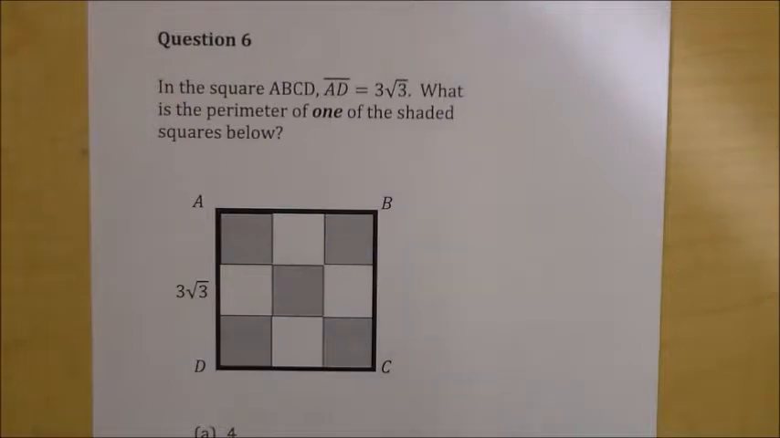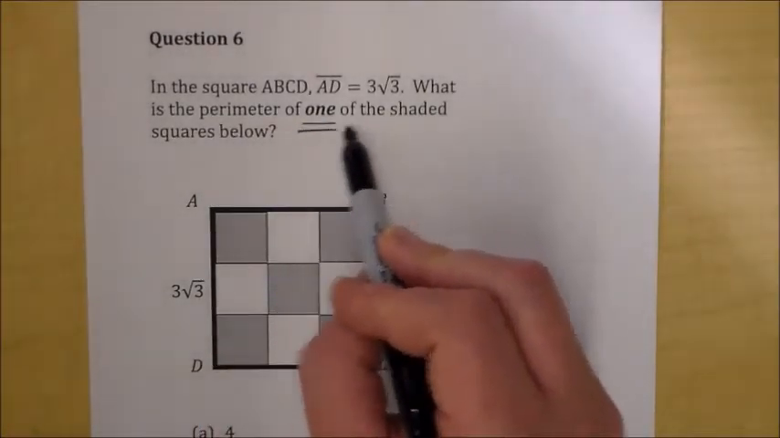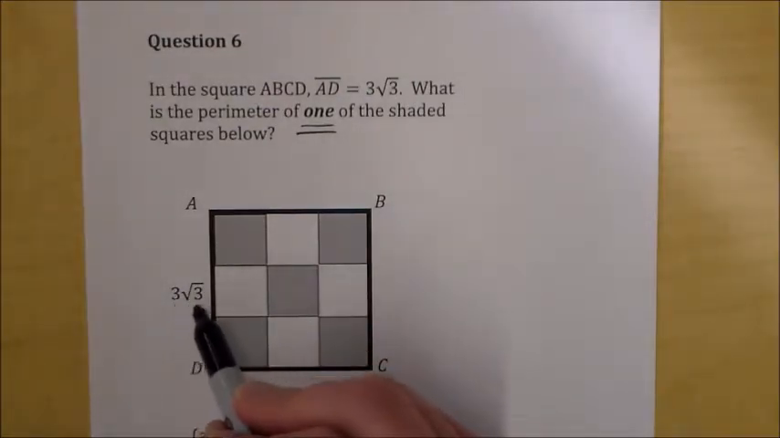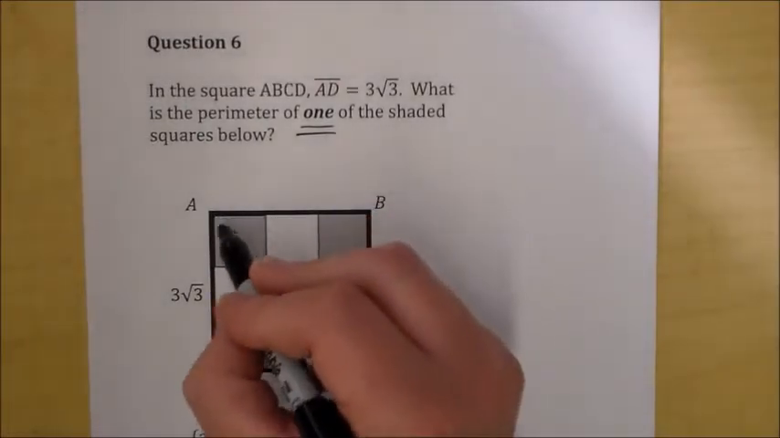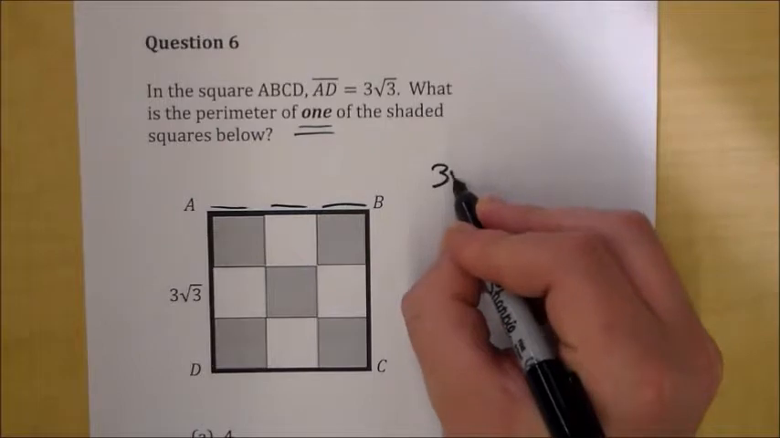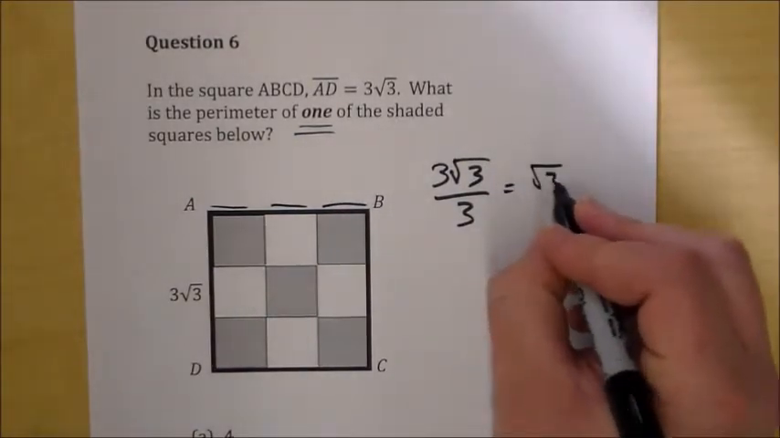Question 6. In the square below ABCD, AD equals 3 times the square root of 3. All right, more of these. What is the perimeter of one of the shaded squares below? Okay, so if 3 times the square root of 3 is one side length, then each of these, which is a third, is going to be 3 times the square root of 3 divided by 3, which equals just the square root of 3.